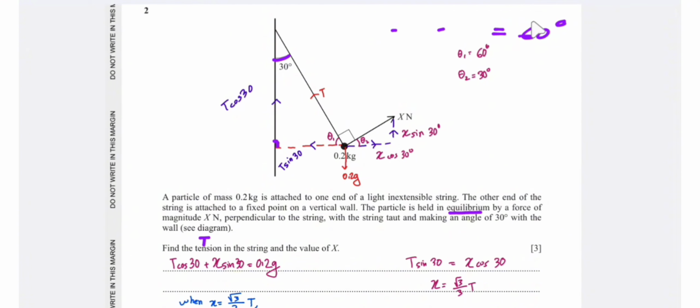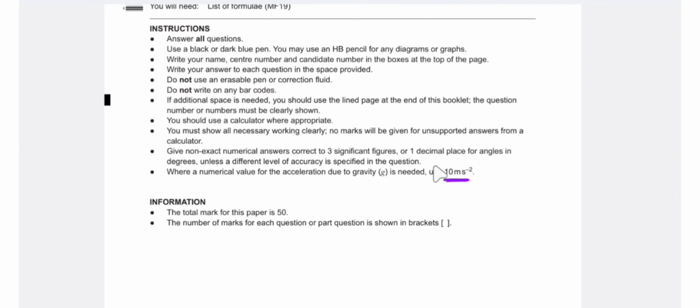That means this side would be x cos 30 and this side would be x sin 30. So we break the forces into components, and you have to remember that since this is an object and it has some mass, it has a weight that is acting vertically downward, that is mass into gravitational field strength, where g has a value of 10 meters per second squared according to the given information.